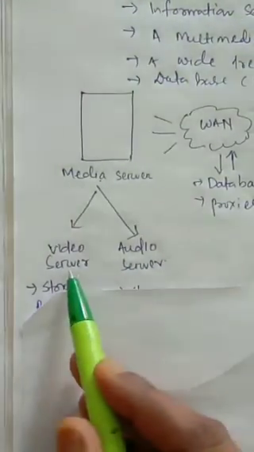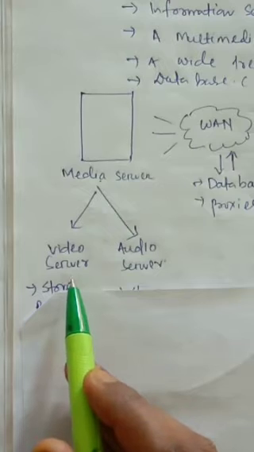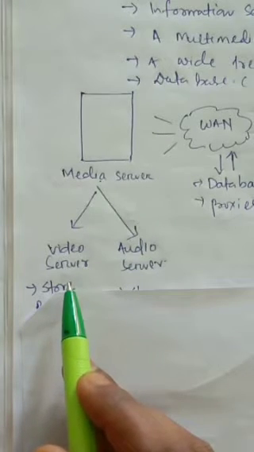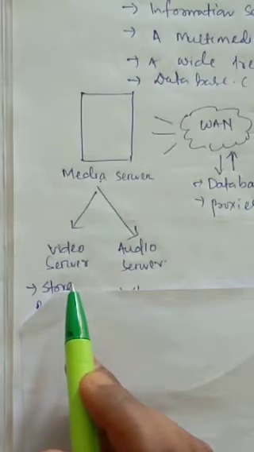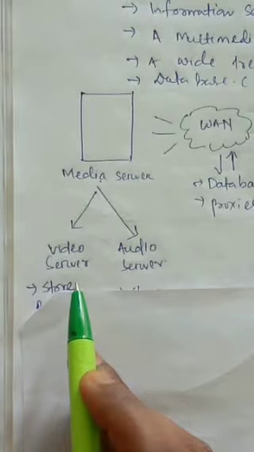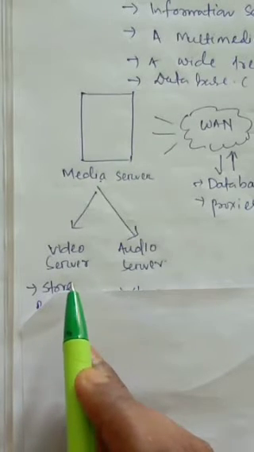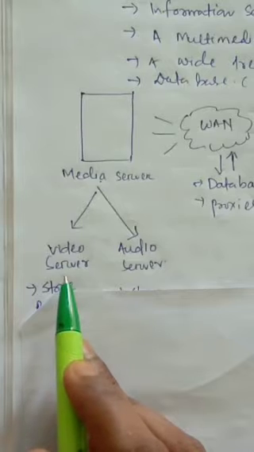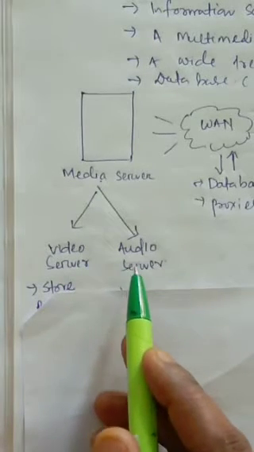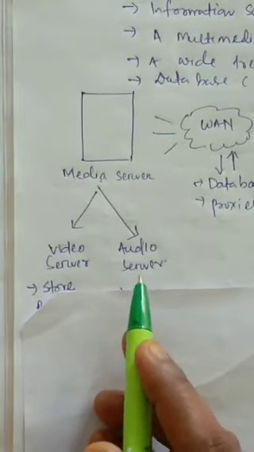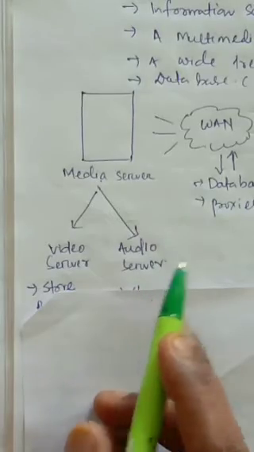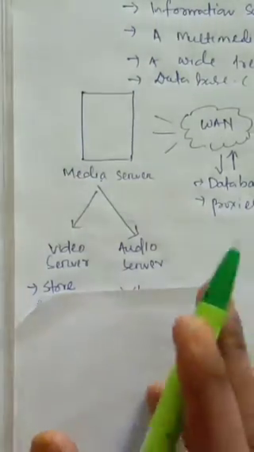The video server is that which streams the video from the server to a client. Whenever we are requesting for a video in some specific website, it will stream through the video server. And the audio server is exactly that, which streams the audio from a server for the request of client.